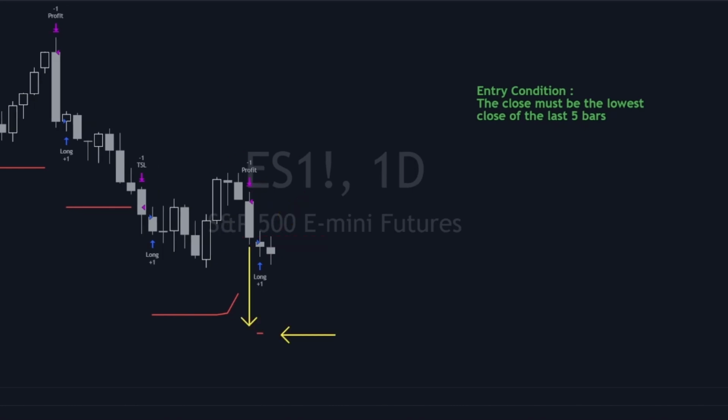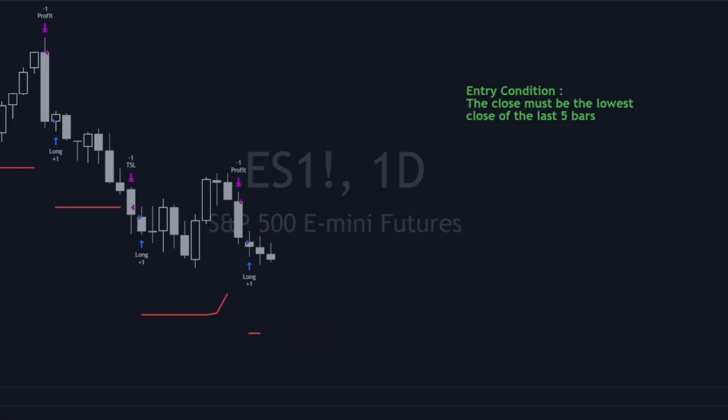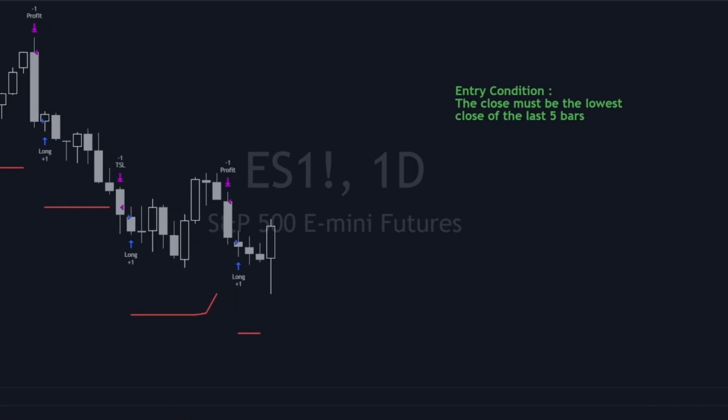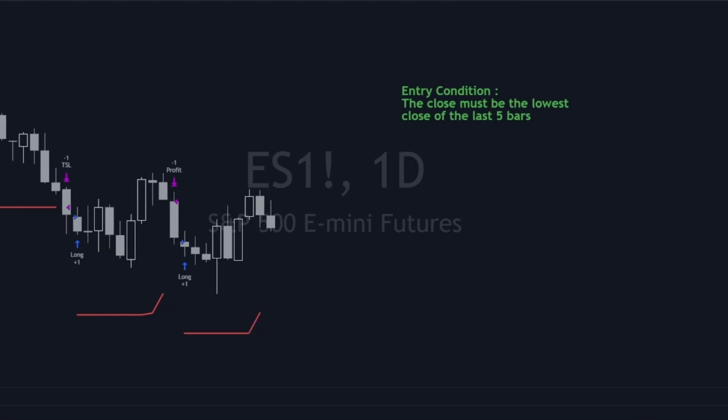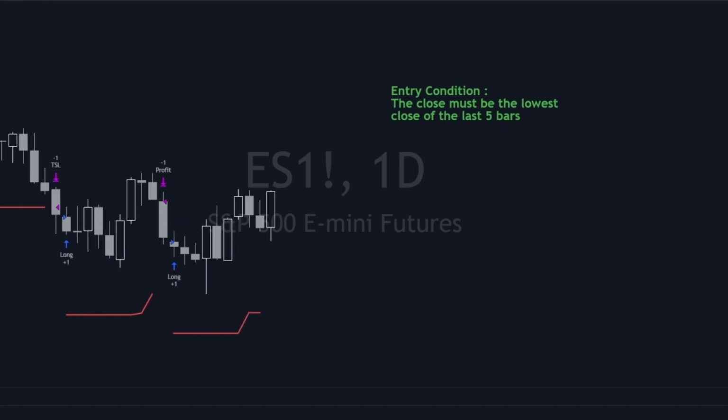The stop loss is set the same way. We will take the low price from the bar prior to entry, and from this low price we will subtract the 20-period ATR times 2.5. Once again, this stop is a trailing stop, meaning as the market rises, the stop level will increase.